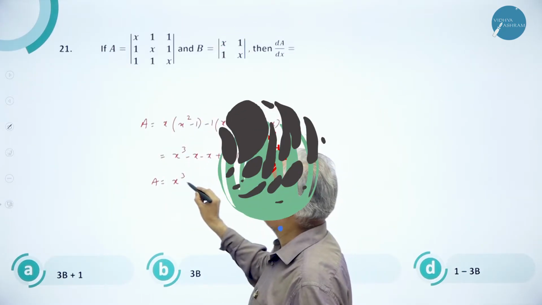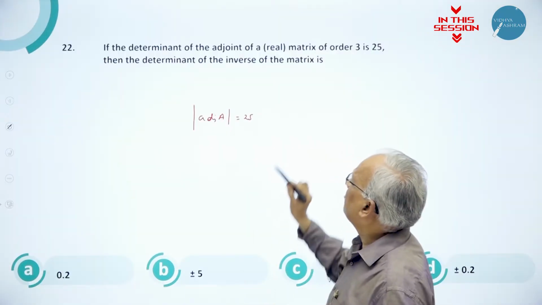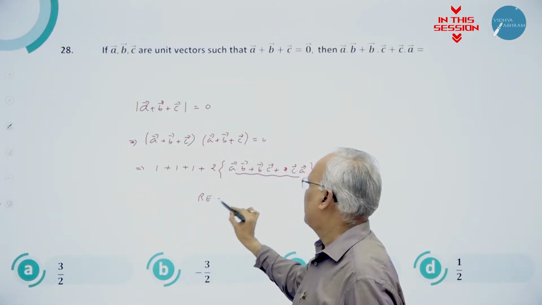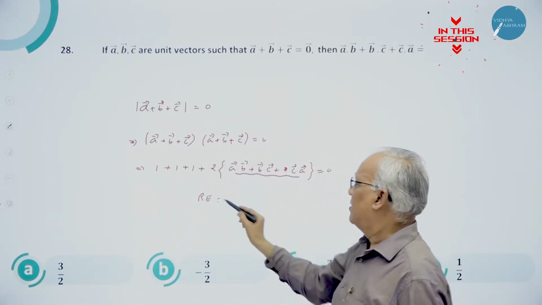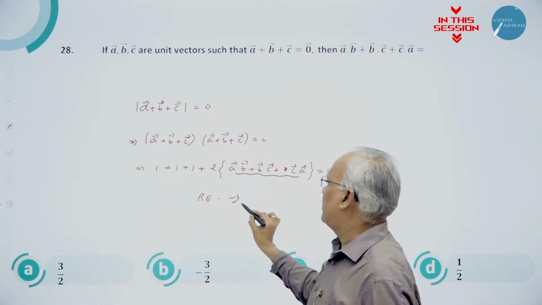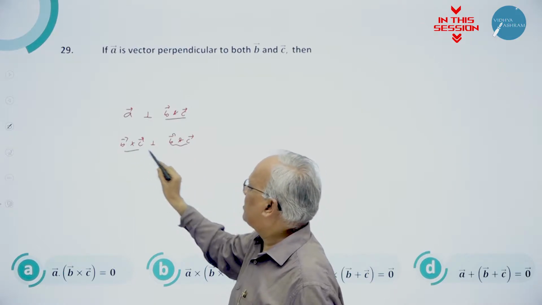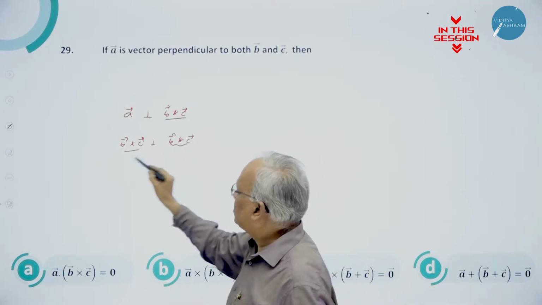Minus x, minus x, minus x, minus 3x, then the determinant of the inverse of the matrix is... Therefore, you can just write this. The required expression is minus 3 divided by 2. So A is perpendicular to B and C. B cross C is also perpendicular to B and C. Means these two are parallel.